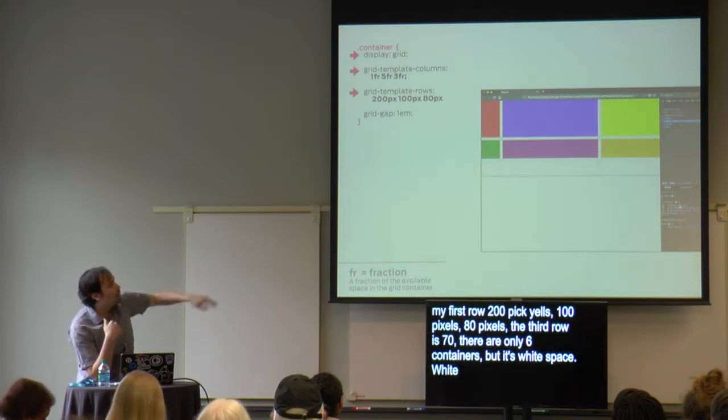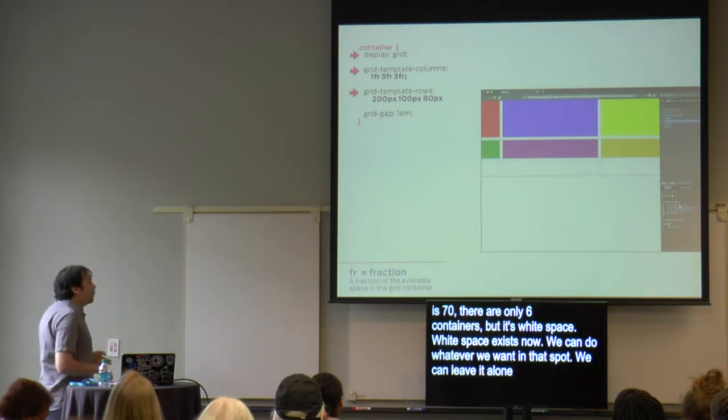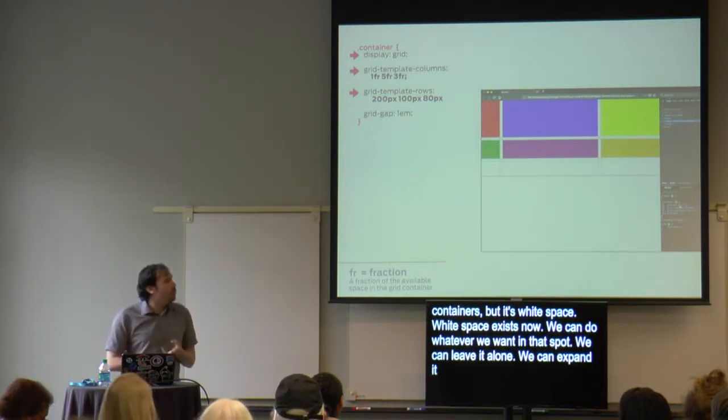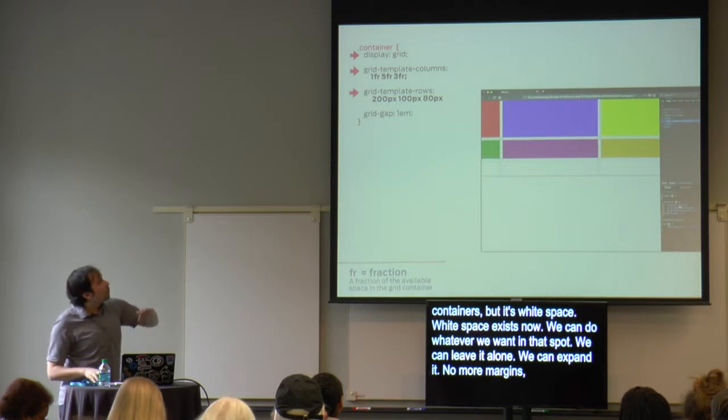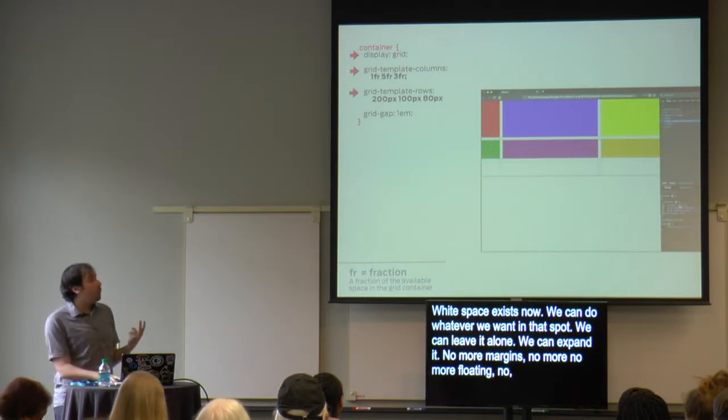We can leave it alone. We can expand it. No more negative margins, no more super paddings, no more position absolute, floating, hacking. No, the rows will take care of that. And I'll show you in a few seconds a few of those examples. That's an amazing new intro that we get with rows, in two-dimensional layouts.